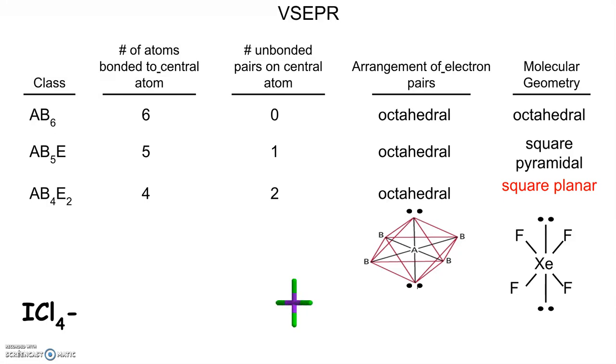Down at the bottom, I have the iodine tetrachloride ion, and don't forget, when you draw the Lewis structure, again, that negative ion has to be outside the bracket. Let's continue.